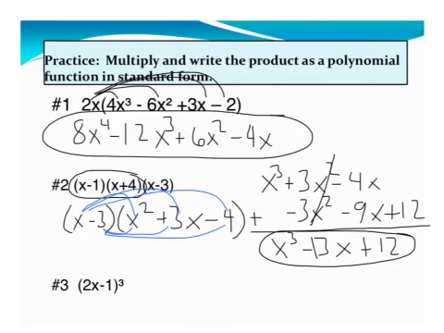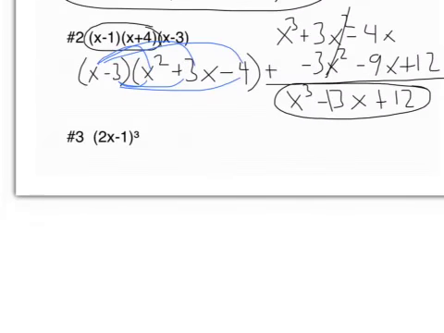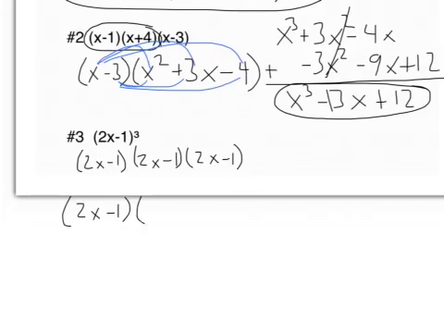Alright, for the next one here, we have basically the same idea. Let me give us a little more space here to work. So for this one, I'm going to think of it as 2x minus 1 times 2x minus 1 times 2x minus 1. So I'm going to multiply those first couple together, and I end up with, I'll keep the 2x minus 1 out front, and I've got, well, 2 times 2 is 4x squared. I get negative 2x, and negative 2x gives me negative 4x. Then I have negative 1 times negative 1, which gives me positive 1.